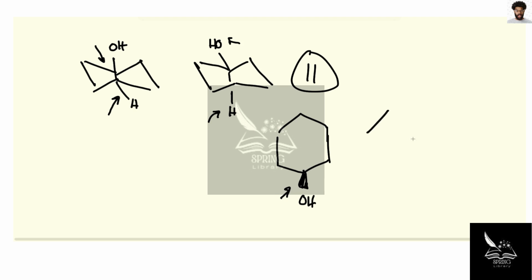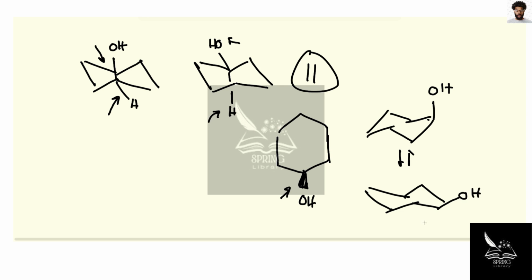For example, we could draw this. This might correspond to the overhead view, but it could just as easily correspond to the ring flip conformer in which the OH is here, right? So you can't specify equatorial or axial on an overhead cyclohexane. So for that same reason, 4 is also incorrect.